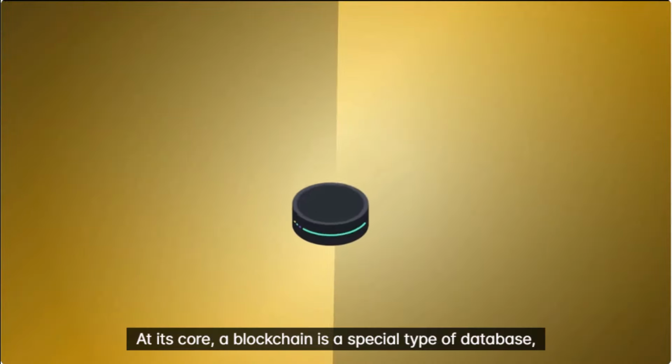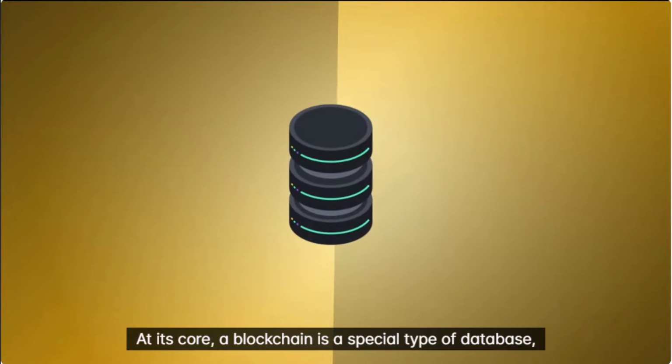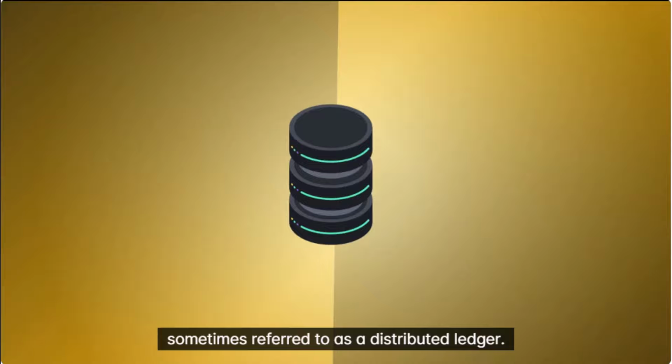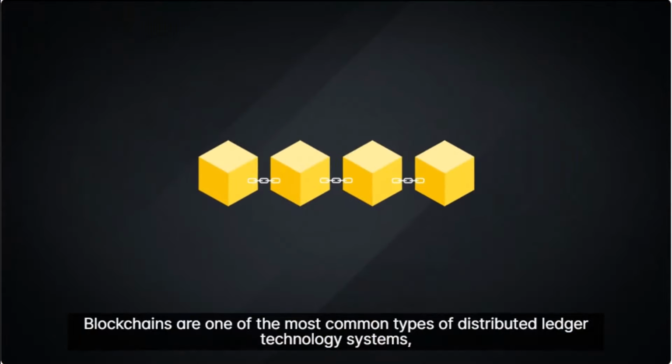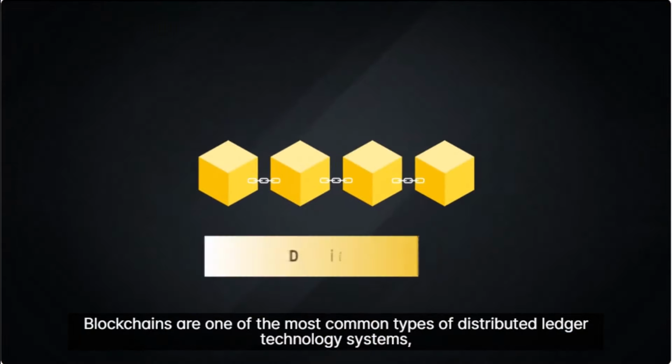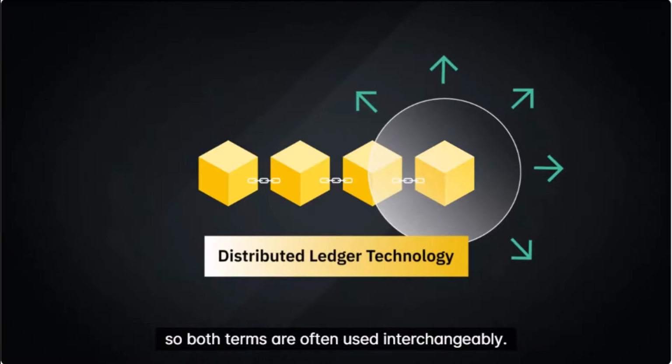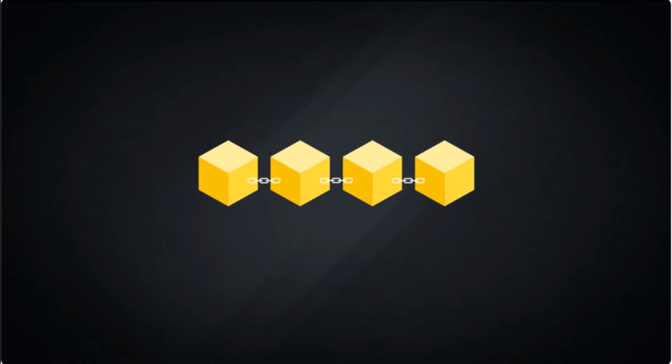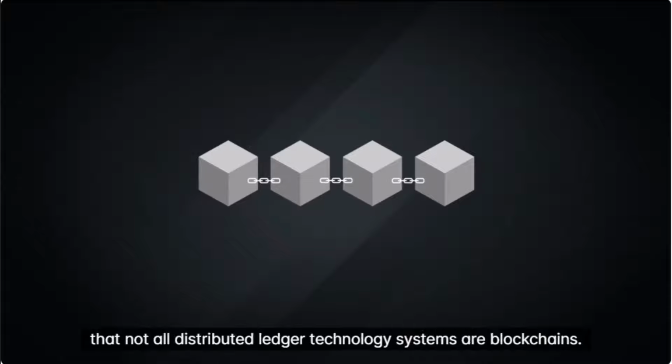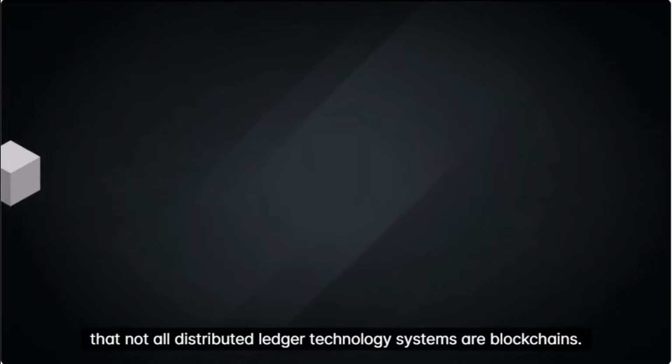At its core, a blockchain is a special type of database, sometimes referred to as a distributed ledger. Blockchains are one of the most common types of distributed ledger technology systems, so both terms are often used interchangeably. Keep in mind, however, that not all distributed ledger technology systems are blockchains.